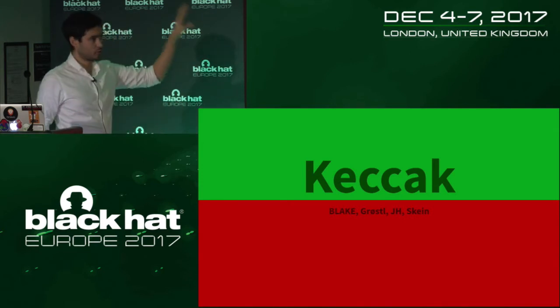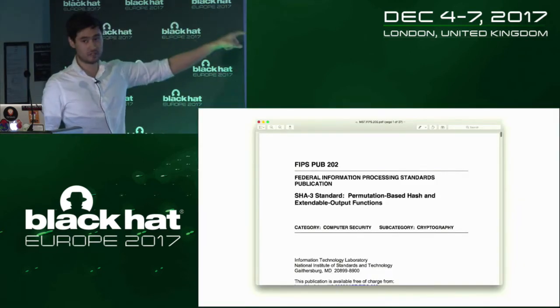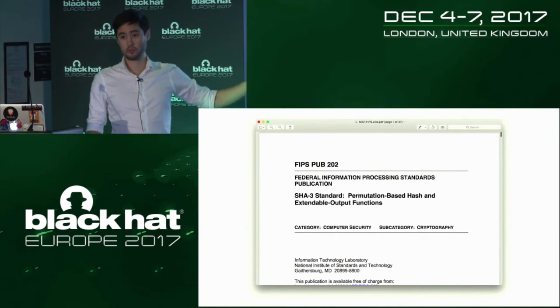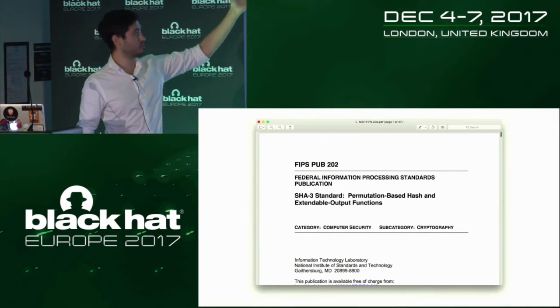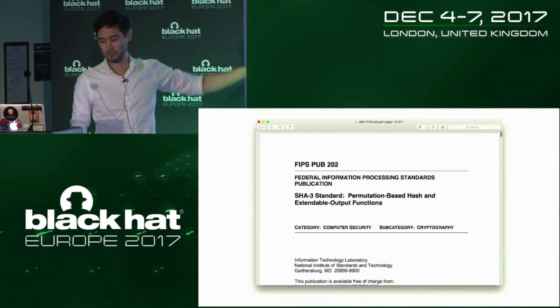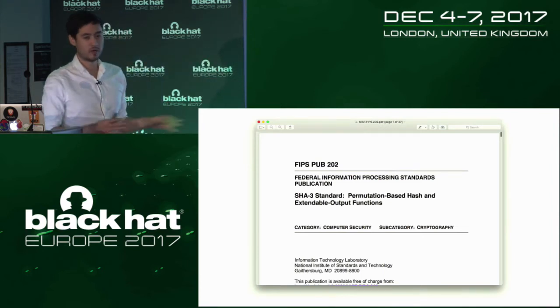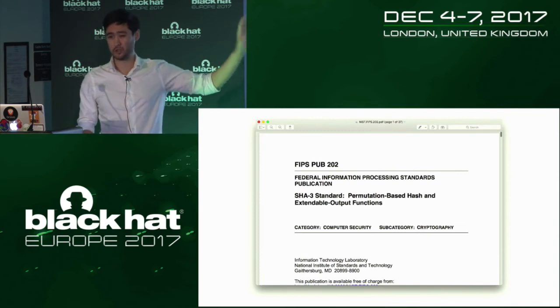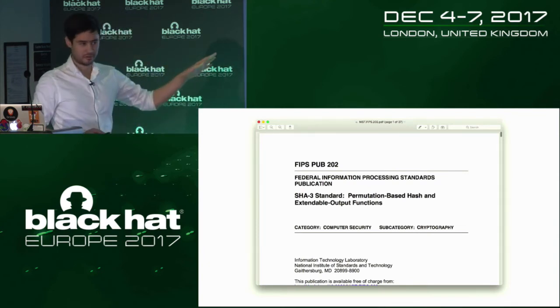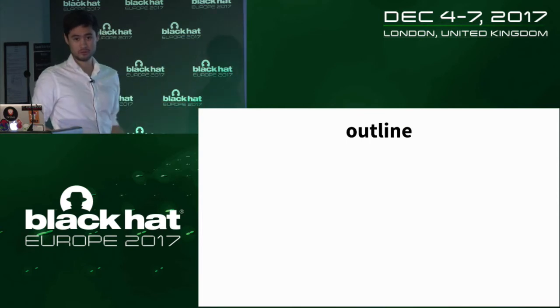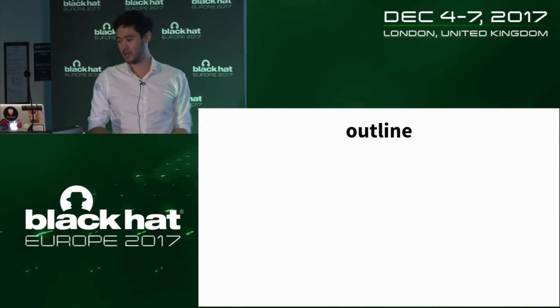All right, so 2012, Keccak wins. 2015, 3 years after the end of the competition, we finally have a standard. So it's a new standard called FIPS PUB 202. It's kind of an ugly name, ugly PDF. But anyway, whatever, we have a standard. Only 2 years ago, right? So it's pretty recent. So that's SHA-3. And that was my intro to why we build SHA-3 and what's SHA-3.